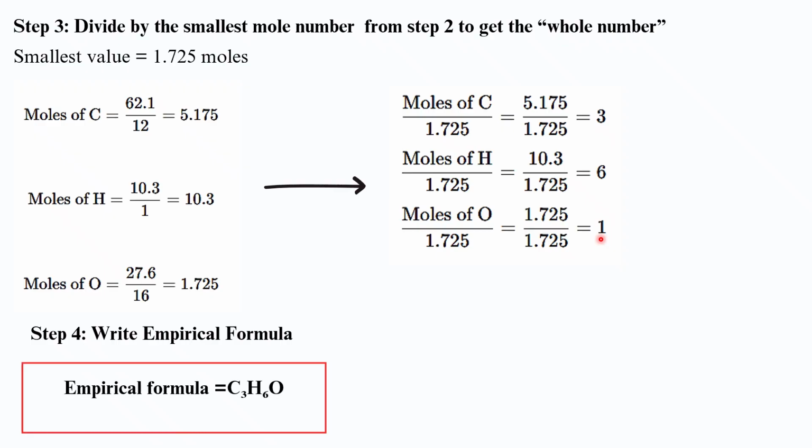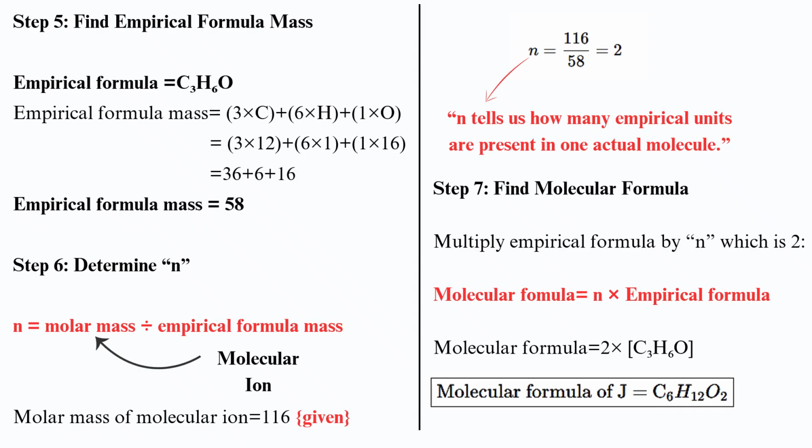With this simplest ratio, I will write my empirical formula, which is nothing but the simplest ratio of the atoms present in that particular compound. As you can see here, I have my empirical formula. You can write the respective ratios to the respective atoms. Now, after determining the empirical formula, the next step is to determine the empirical formula mass. You know how to calculate the molecular mass of any compound. Just write the formula, do the calculation, and you will end up with the formula mass.